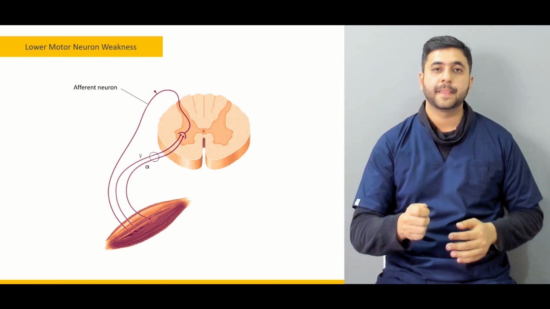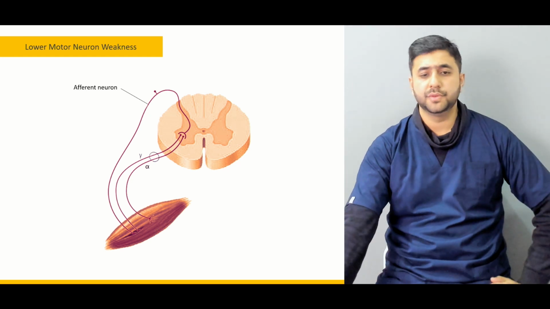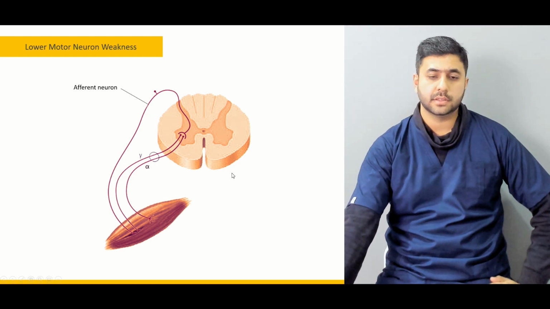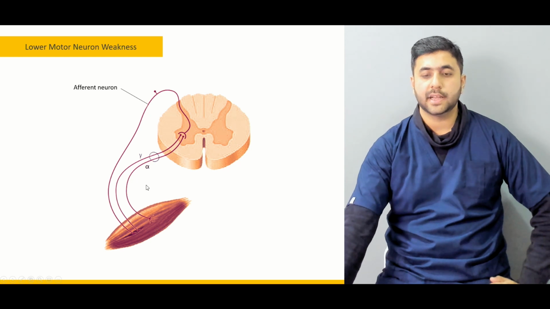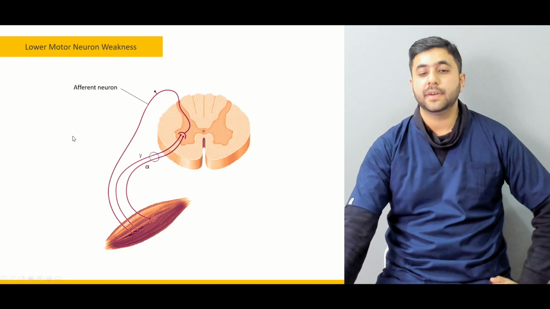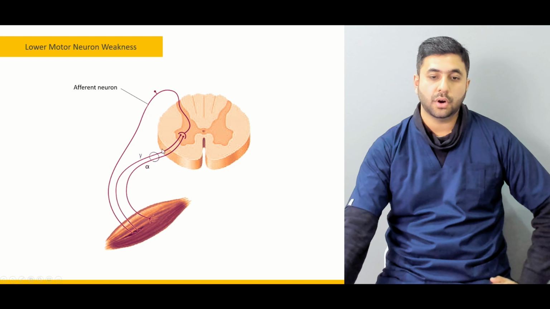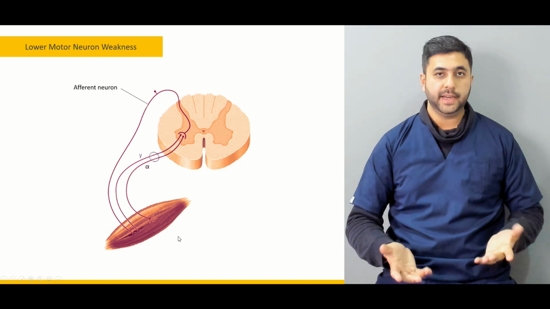For example, when you strike a patellar tendon with the help of a hammer, the leg moves or contracts or stretches. So this is what happens in a reflex arc. And what happens in a lower motor neuron weakness? If we have any problem or trouble in these anterior horn cells of the spinal cord, or at the level of these spinal nerves, or at the level of the muscle unit, there is a generalized weakness.